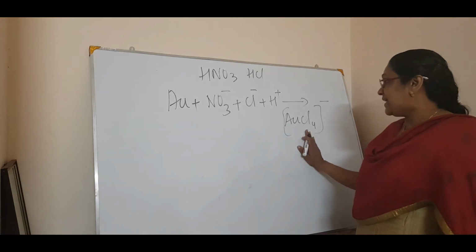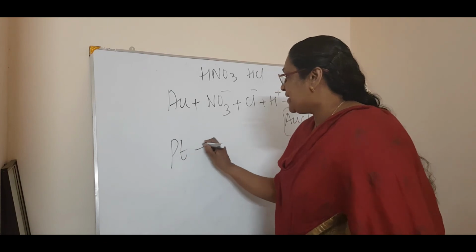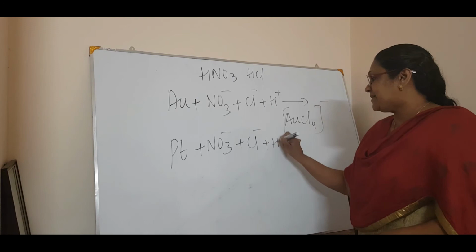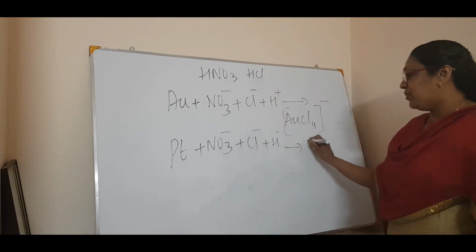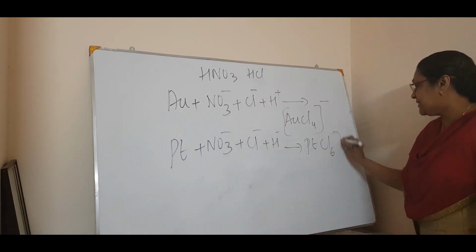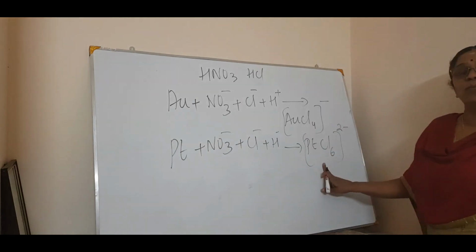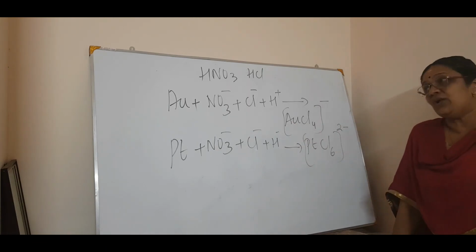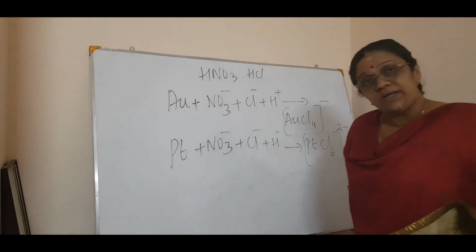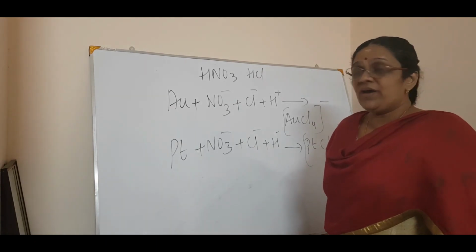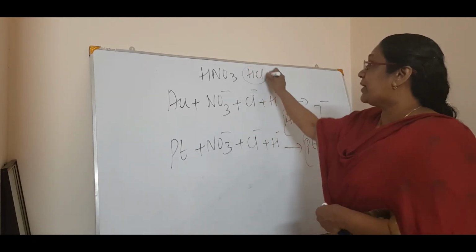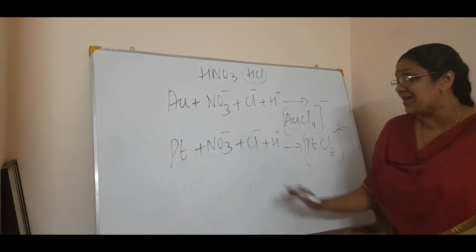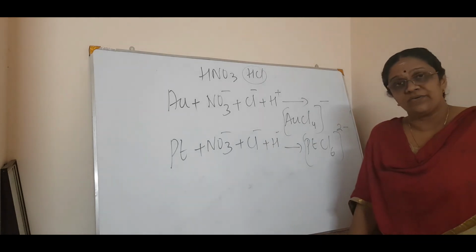In the same way, platinum also. Platinum plus NO3- plus Cl- plus H+. Both are there. Will give you PtCl6 2-. See, again a complex is formed, which shows that gold, platinum, silver, the noble metals, can be dissolved in aqua regia, where one component of the aqua regia is hydrogen chloride. So that is the reaction of hydrogen chloride with aqua regia.